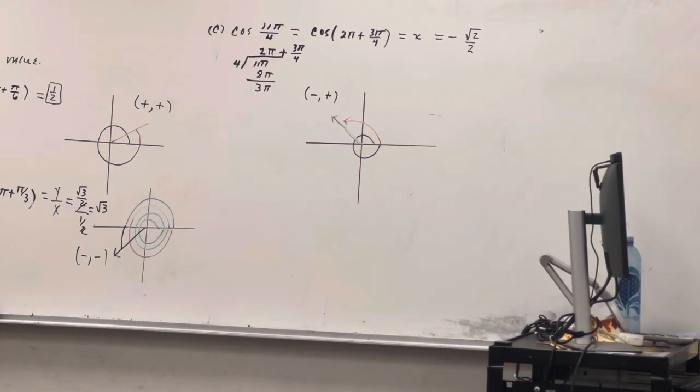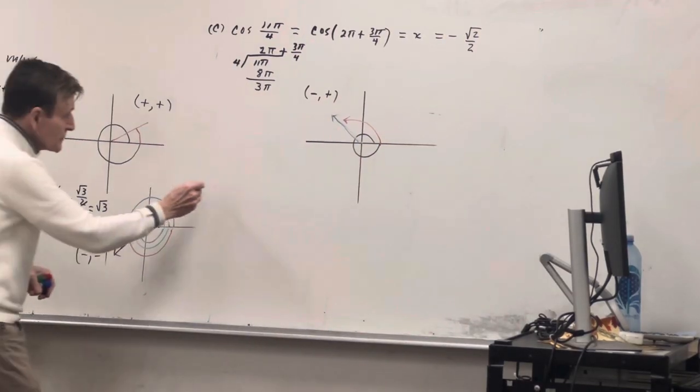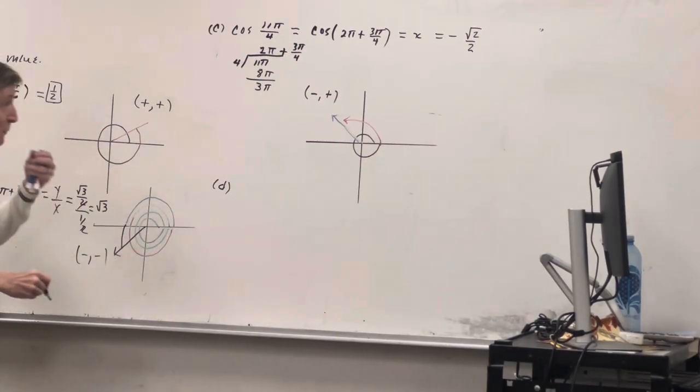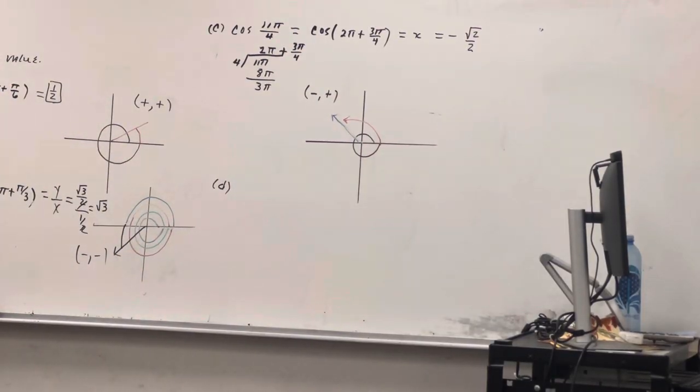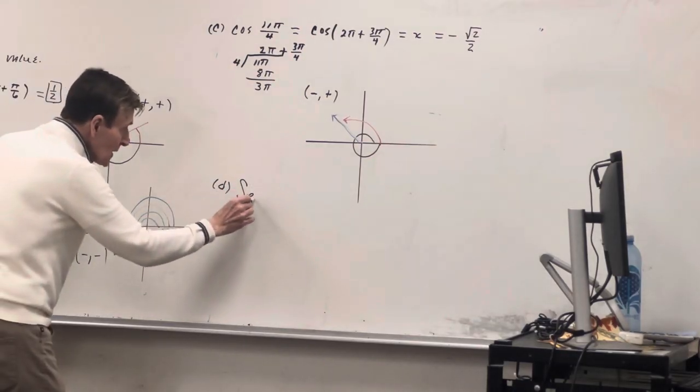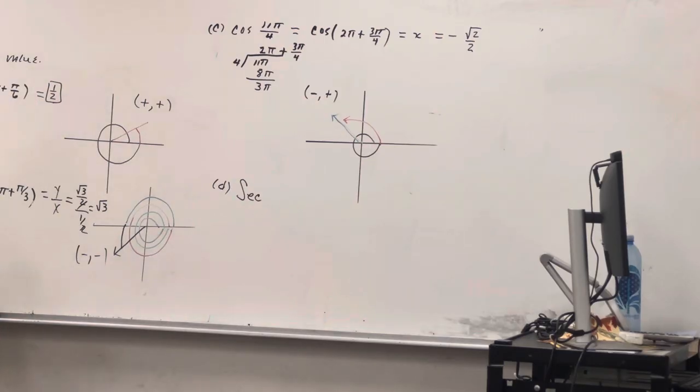Now, letter D. Let me step back and see what trig functions I've tried and try something different. I've done sine, tangent, cosine. What would you guys like to see? Go ahead, let's do secant. Secant of, I'm going to try secant of, hang on, let me think of a nice one here. Why not?